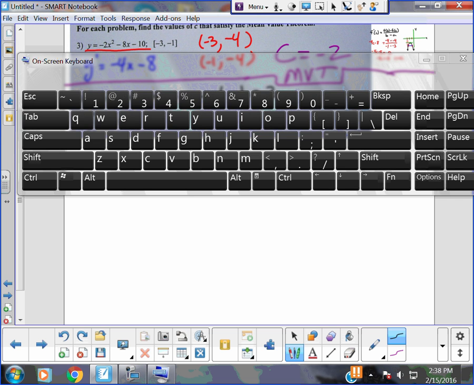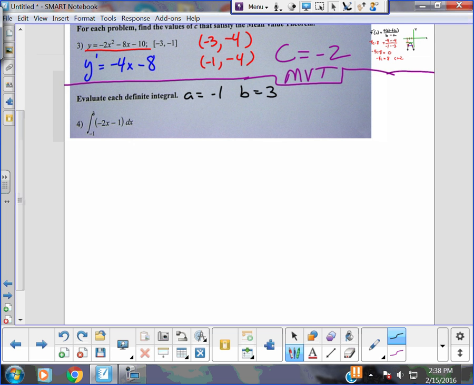All right, so here we go. The next one. Everybody, the next one is the integration from -1 to 3 of -2x minus 1 dx. There's two ways to do this. First of all, we should all recognize this as the area under the curve, -1 to 3. So we either can graph it and find the area, or do the integration. So we'll do the integration, then we'll graph it.